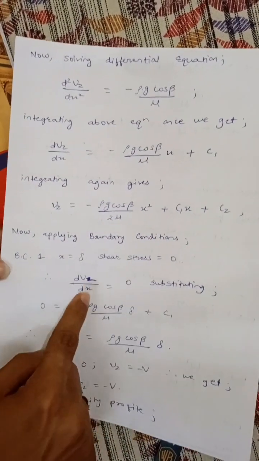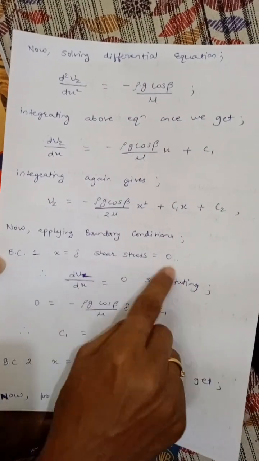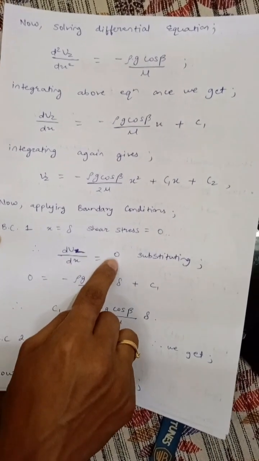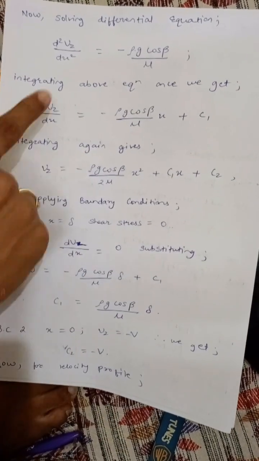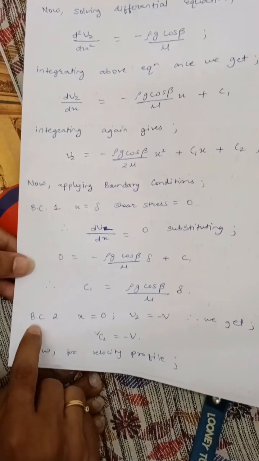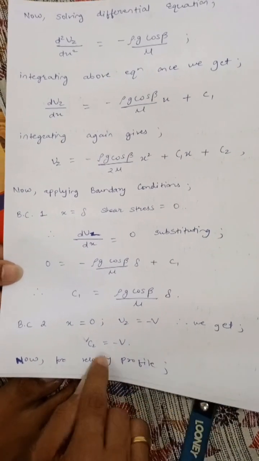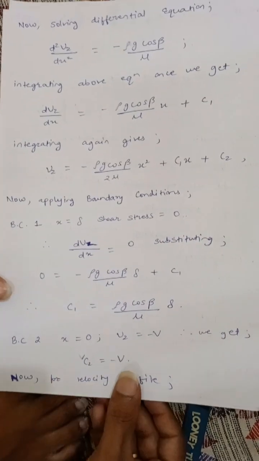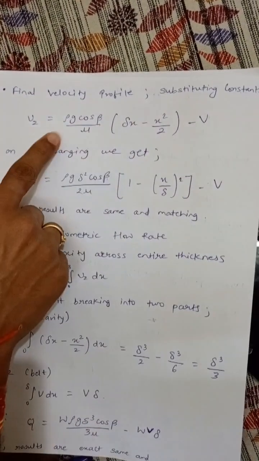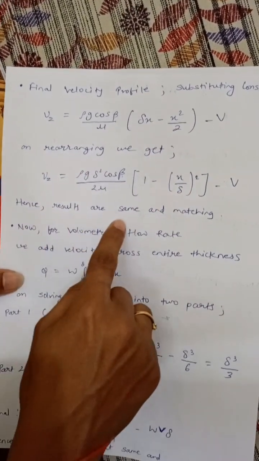Now applying boundary conditions for solving. Boundary condition 1: at x is equal to delta, shear stress is equal to 0. Substituting this, we get dvz upon dx is equal to 0, and substituting this in here, we get this, and the c1 value comes out to be this. Applying boundary condition 2: at x is equal to 0, vz is equal to minus V, we get c2 is equal to minus V. Then for the final velocity profile, on substituting the constants, it comes out to be this, and on rearranging we get this. Hence the results are the same and matching.